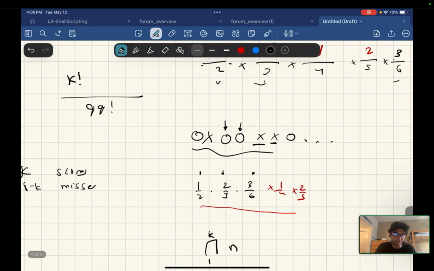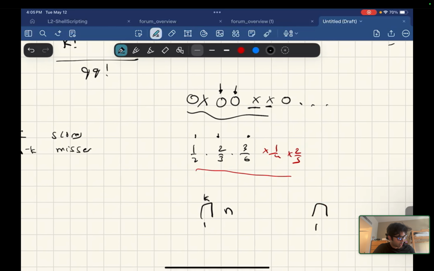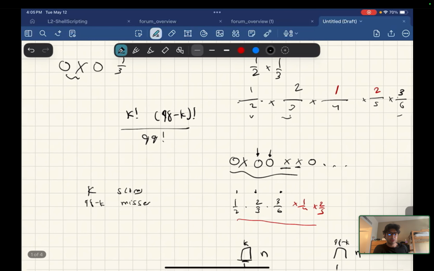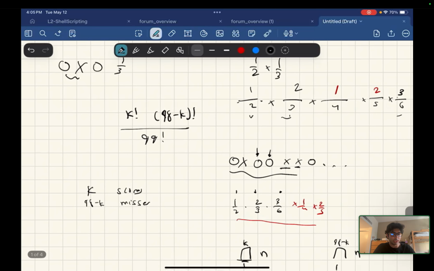They're also increasing every time. The value of the numerator is increasing. So here again, it's from 1 to 98 minus k of n. This is like the multiplication equivalent of summation. And so here it's 98 minus k factorial. Nice. So we have the probability of some exact sequence occurring.